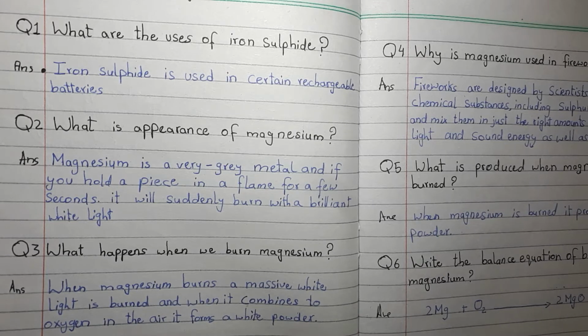What is the appearance of magnesium? Magnesium is a gray metal, and if you hold a piece in a flame for a few seconds, it will suddenly burn with a brilliant white light.